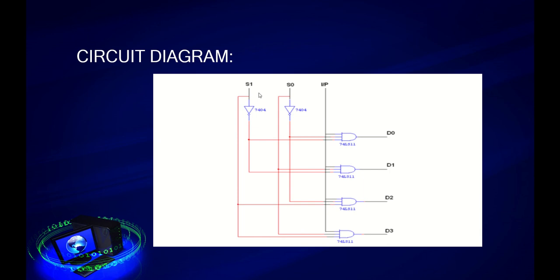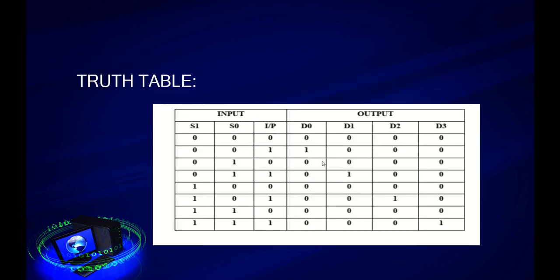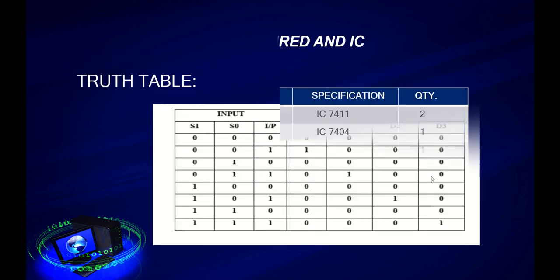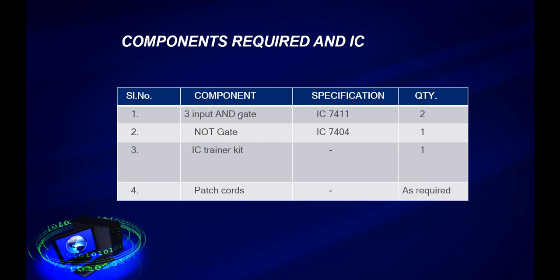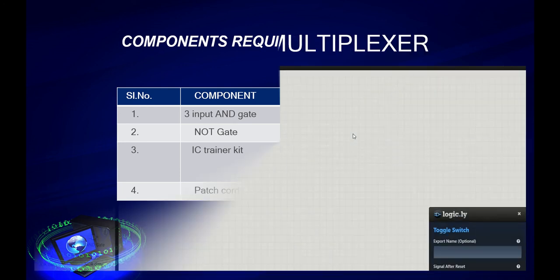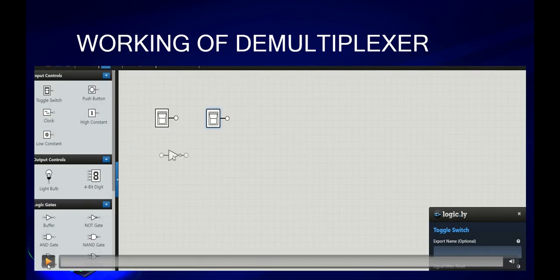This is the circuit diagram. S1 and S0 are the selection lines which are connected with the 2 NOT gates, and there is 1 input data and 4 AND gates. The truth table is given here. The components used here are AND gate, whose IC number is 7411, and NOT gate, whose IC number is 7404. So let's move on to the working of demultiplexer.